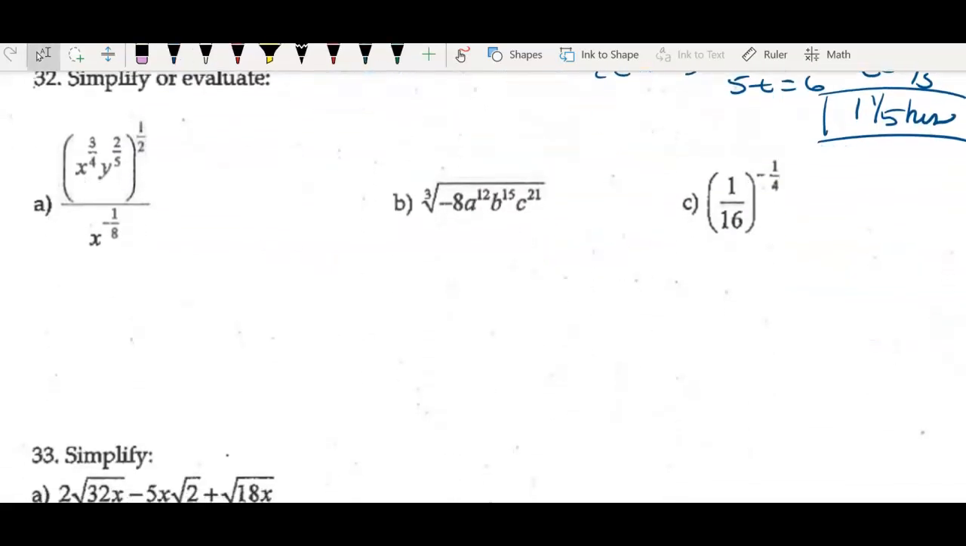Number 32. All right, power to a power. Don't get scared by the fractions. Power to a power means I'm just going to multiply. I need 3/4 times 1/2 is 3/8, so that's x to the 3/8. Y is going to be 2/5 times 1/2. Well, that's y to the 1/5, right?